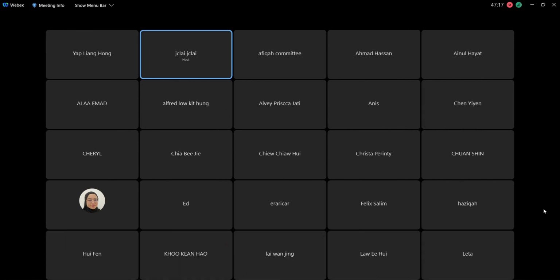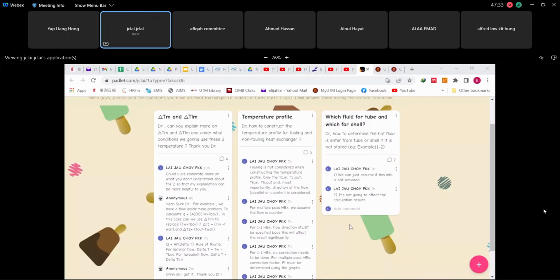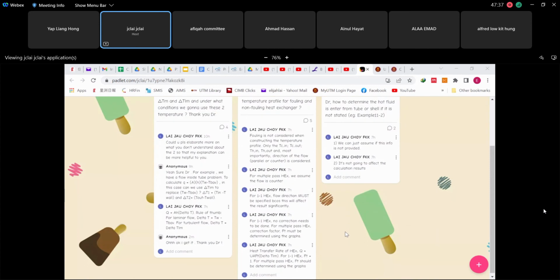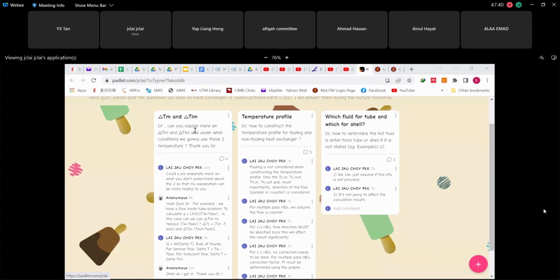What else? Now I want to answer the questions some of you posted in the Padlet. Can you see the Padlet? So here is the first question. This person asked, can you explain more on delta T M and delta T log mean, under what condition? Let me explain.